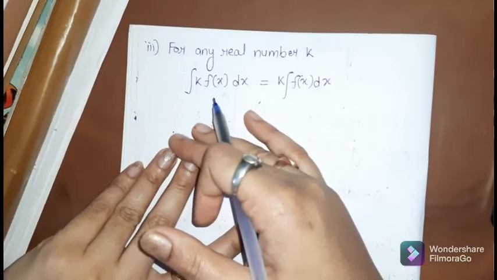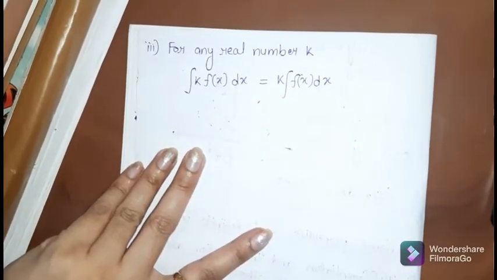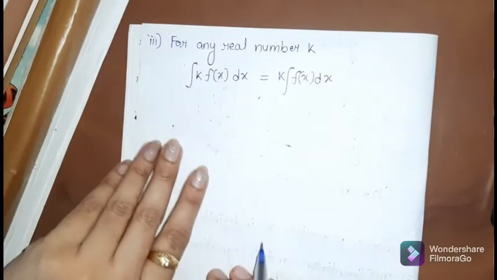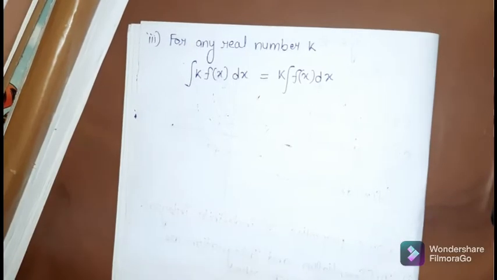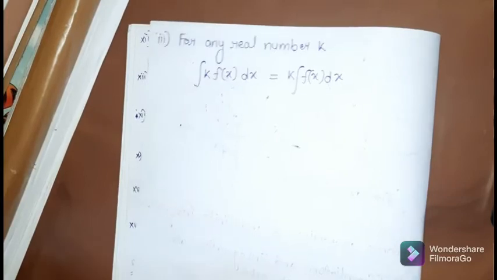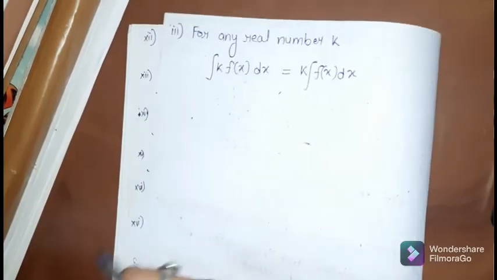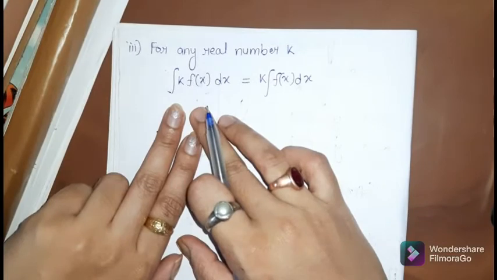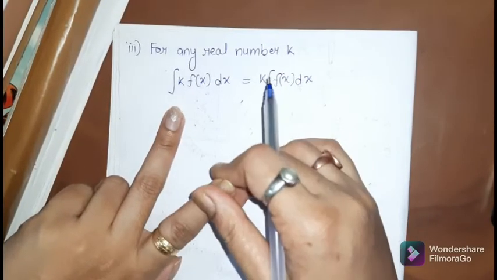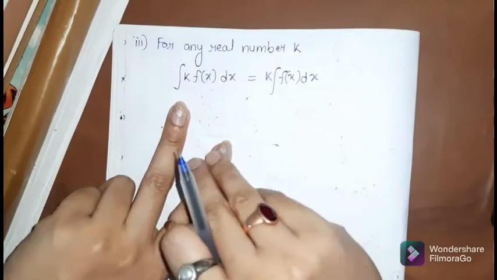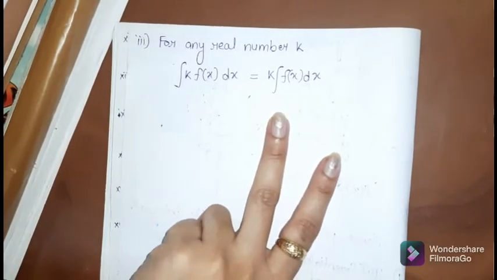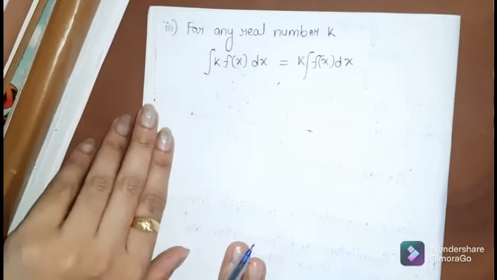Now the second and third properties can be generalized to n functions, that is, to a finite number of functions. Suppose in the second property you have the sum of two functions; there may be n functions, many functions. So you can also use that property for n functions. Here also, if you have k1, k2, k3, real numbers multiplied with different functions, then you can separate them out, using this property there also. Okay, now let us do an example.